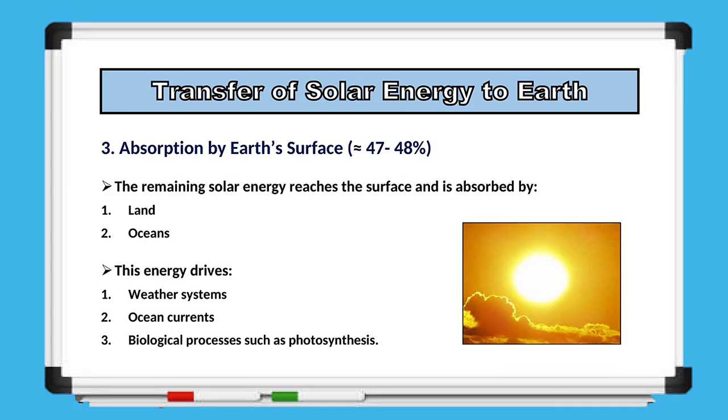The remaining solar energy reaches the Earth's surface, where it is absorbed by land and oceans. This absorbed energy powers many natural processes. It drives weather patterns, influences ocean currents, and provides the energy required for biological processes such as photosynthesis. Through photosynthesis, plants capture this energy and convert it into chemical energy stored in food molecules.